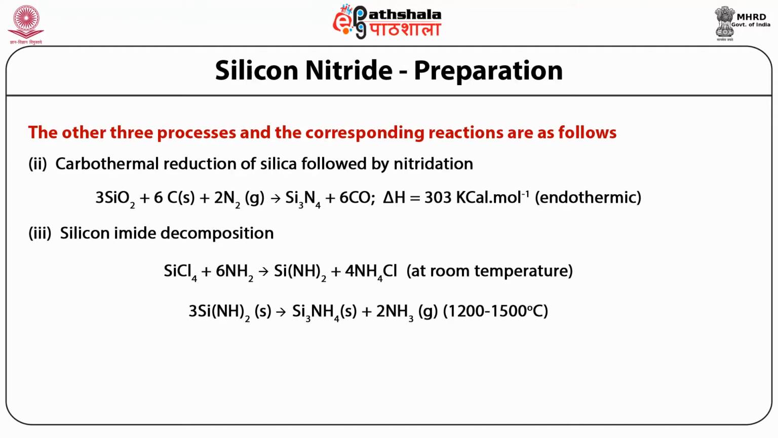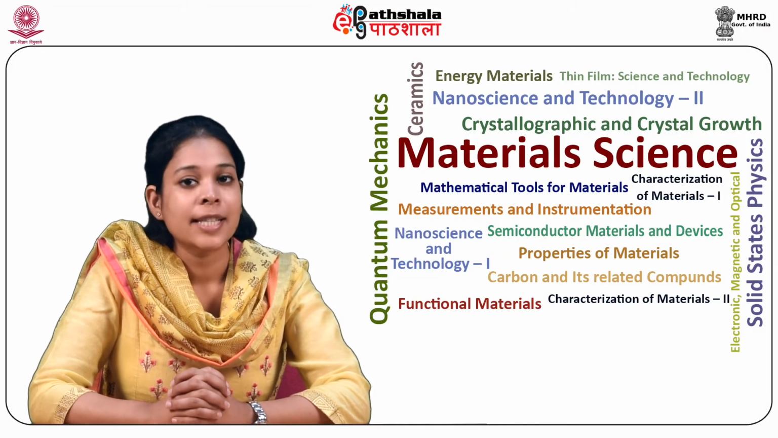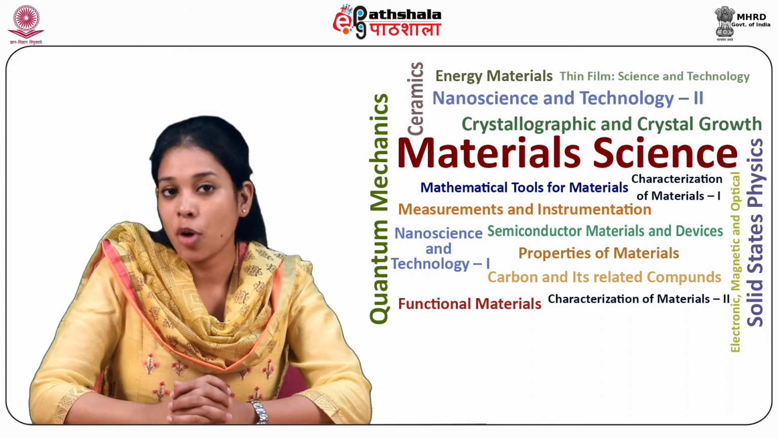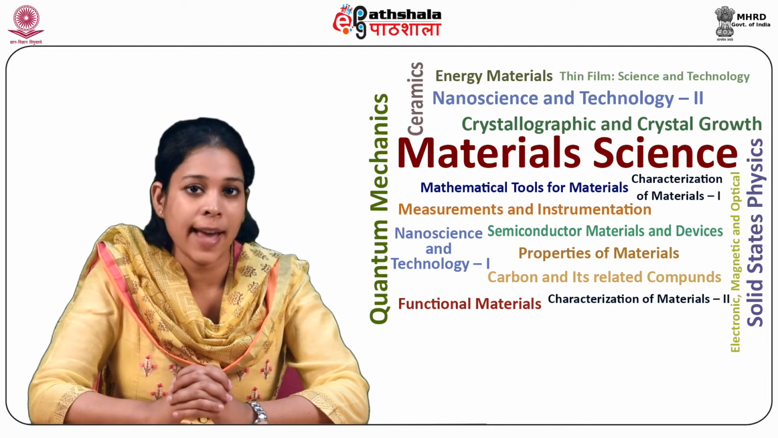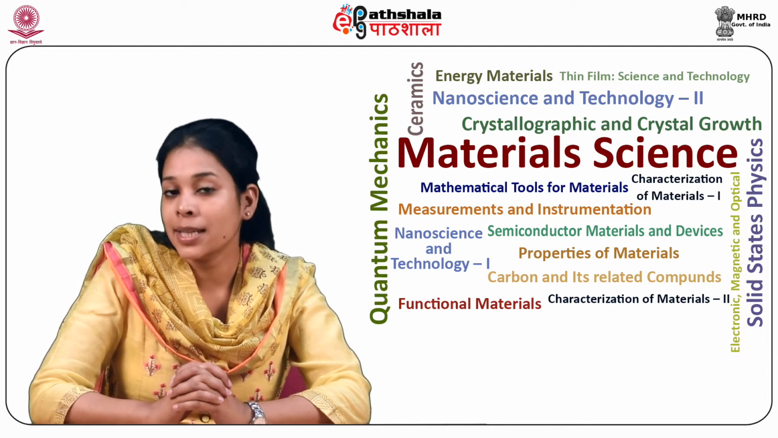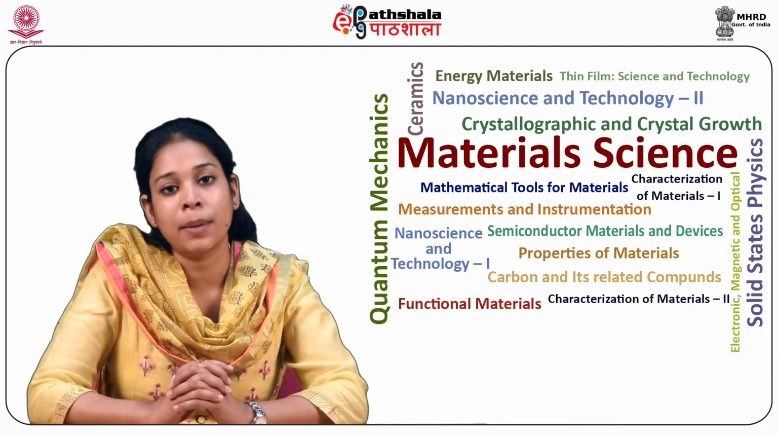The next process is gas phase synthesis. In this, 3SiCl4 + 16NH3 gives Si3N4 + 12NH4Cl. To prepare sintered silicon nitride bodies, several methods are used depending on the applications. So let us discuss these methods one by one.